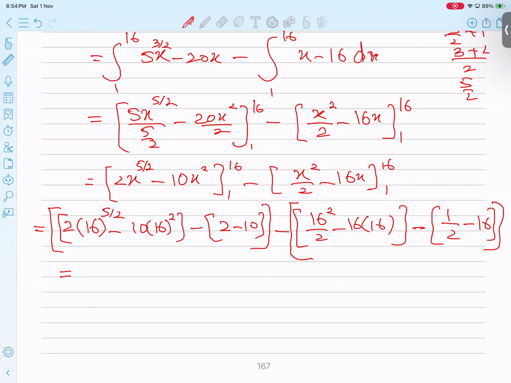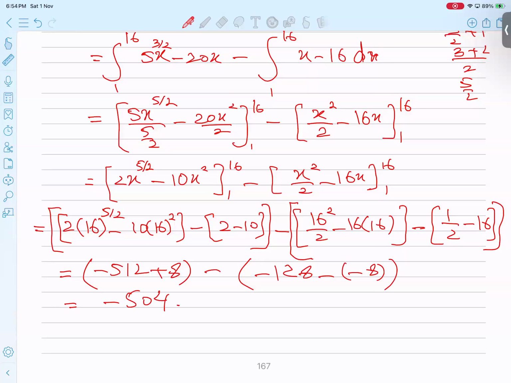So if I check, 2 into 16 to the power 5 by 2 and minus 10 times 16 to the power 2, I get negative 512 and negative 8 and positive 8, so I get this part's answer from here. In the same way, 16 to the power 2 divided by 2 minus 16 times 16, I get negative 128, minus half minus 16, I get negative 8 here. I believe it is very clear. You can type it directly in the calculator also, no issue at all.